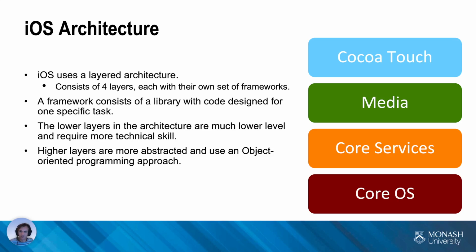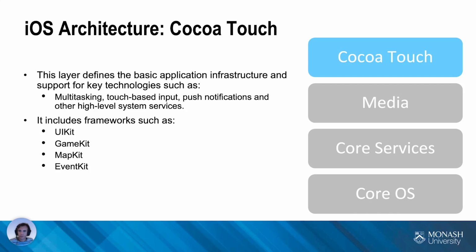They use object-oriented approaches. The lower you go, the closer you get to rawer approaches for doing things, like non-object oriented and some C-based interfaces and things like this. So let's talk about Cocoa Touch. This is the infrastructure and the key technologies. It's all things like multitasking, sorry, touch-based input, push notifications, and other high-level services.